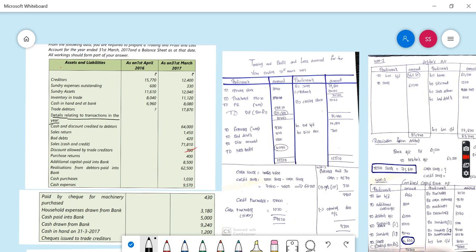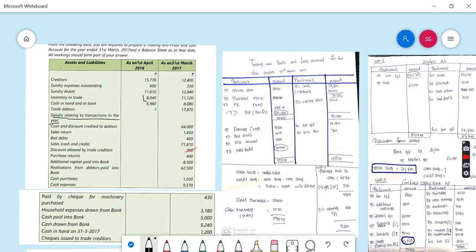So first, let's start with the trading account. We know what things we require to prepare a trading account, right? We require opening stock, closing stock, sales, purchases, and then gross profit. That's all we require to finish the trading account. So let's look for the opening stock.